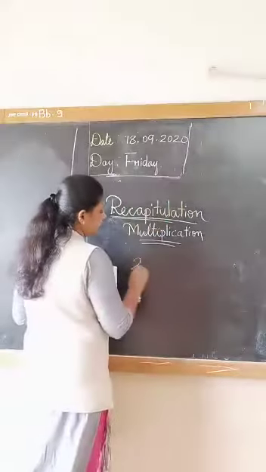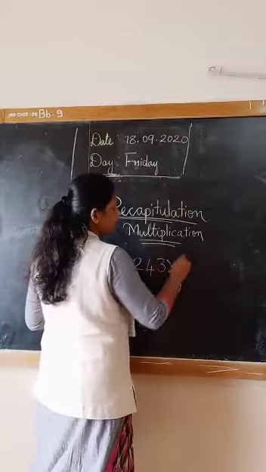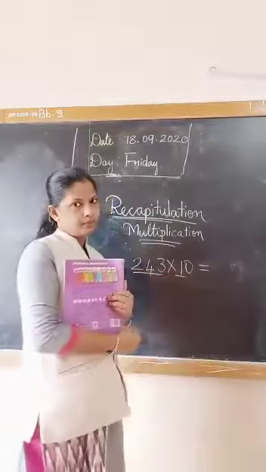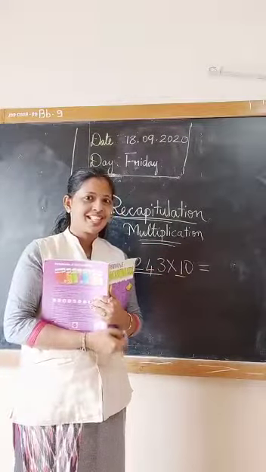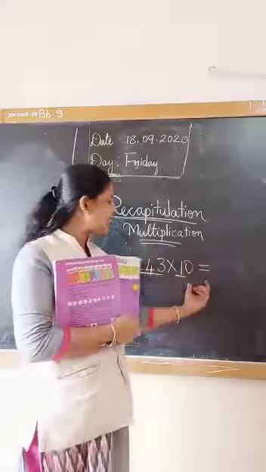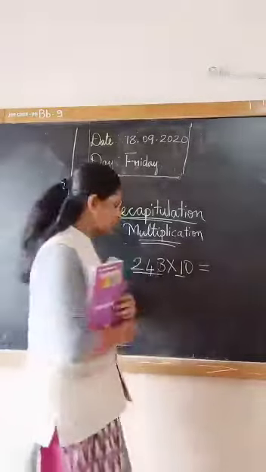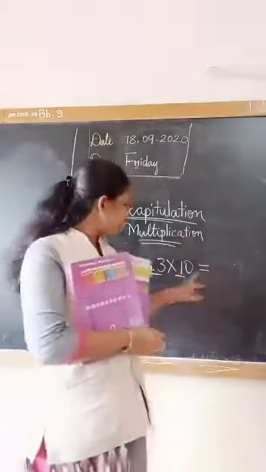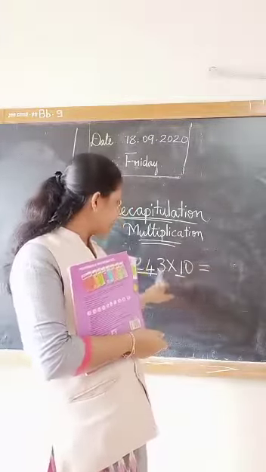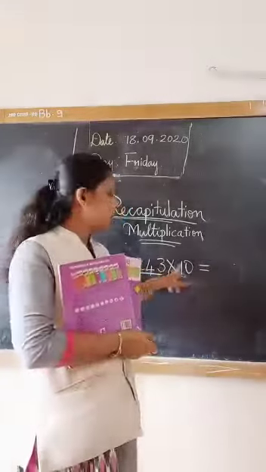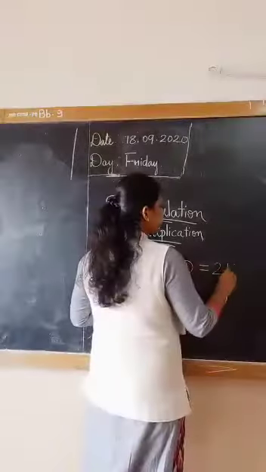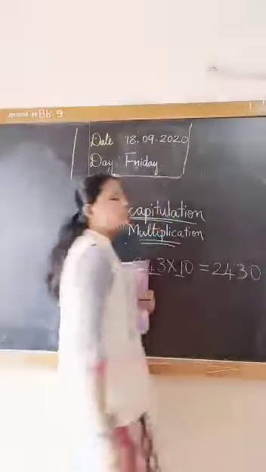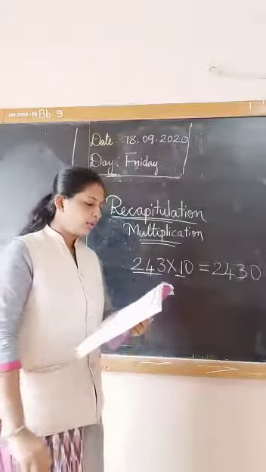Now for example, 243 into 10. How to multiply? You have to just multiply the non-zero number. Hope you remember this. You multiply the non-zero number and then add the number of zeros. Non-zero means other than 0. Now this is 0, so forget it. Non-zero, this is 1 and 243. So 243 into 1 is 243. And how many zeros do you have here? Here there is no 0, here 1 zero. So it will be 2430.